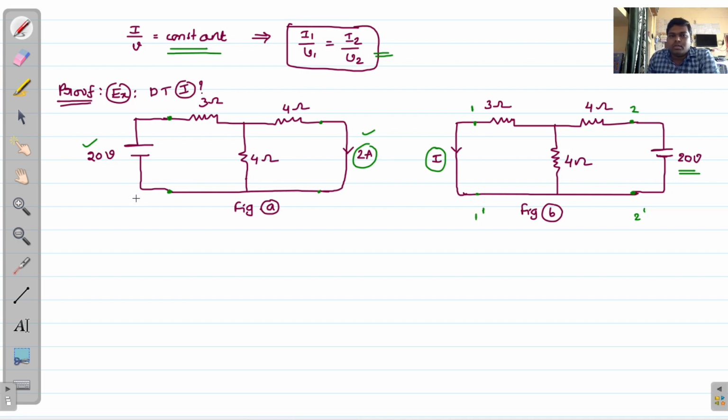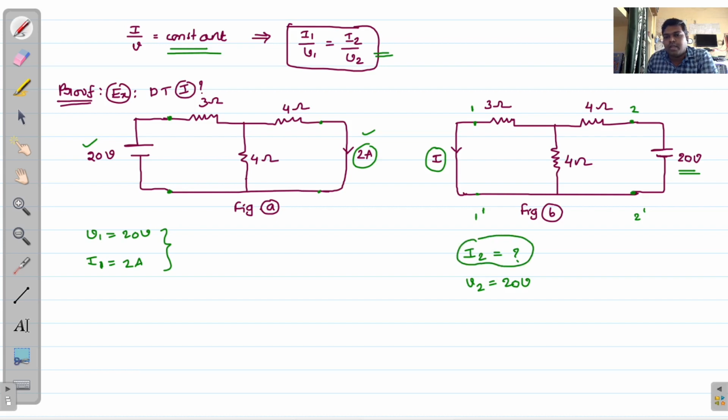If you observe the first network, V1 equals 20 volts and I1 equals how much? 2 amperes current, right? So these are our values with respect to our first circuit. In the second circuit, I have I2 and V2 variables, but I know the V2 variable is 20 volts, and I don't know I2. So I need to find out this I2.